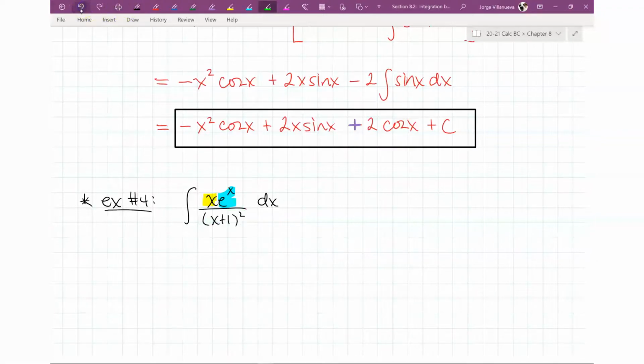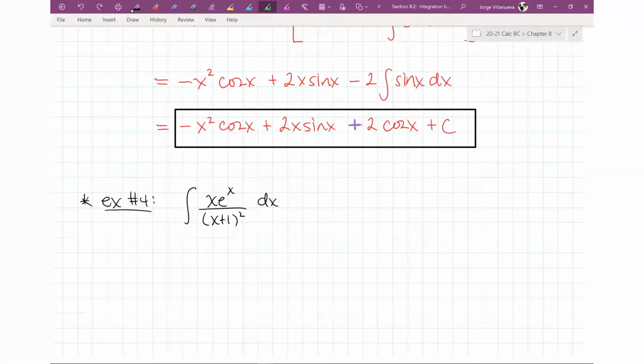So the way we do this is you have to choose a pair to take a derivative of and one thing to integrate. So you kind of are at the mercy of this problem. Should you take a derivative of x times e to the x dx? Should you take a derivative of x over x plus 1 quantity squared? Should you take a derivative of e to the x over x plus 1 quantity squared? What would be the best thing to do?